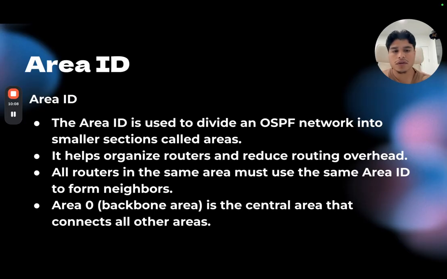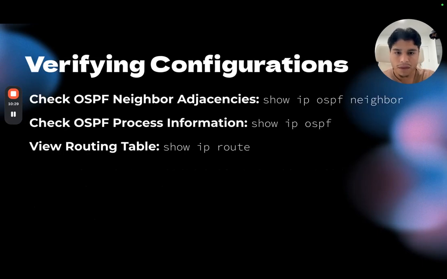The area ID is used to divide an OSPF network into smaller sections called areas. It helps organize routers and reduce routing overhead. All routers in the same area must use the same area ID to form neighbors. So area 0, the backbone area, is a central area that connects all other areas. Okay.